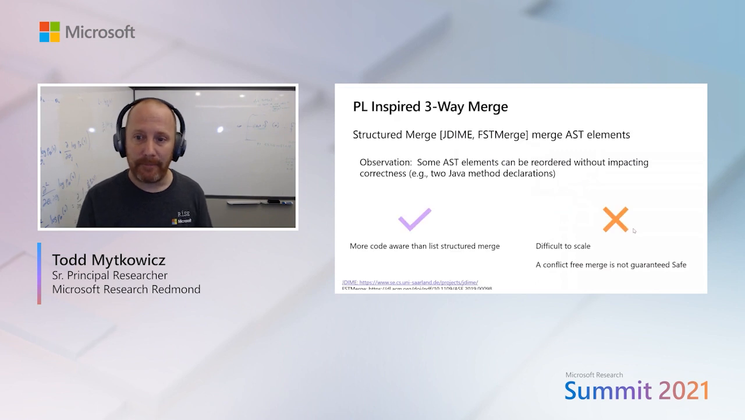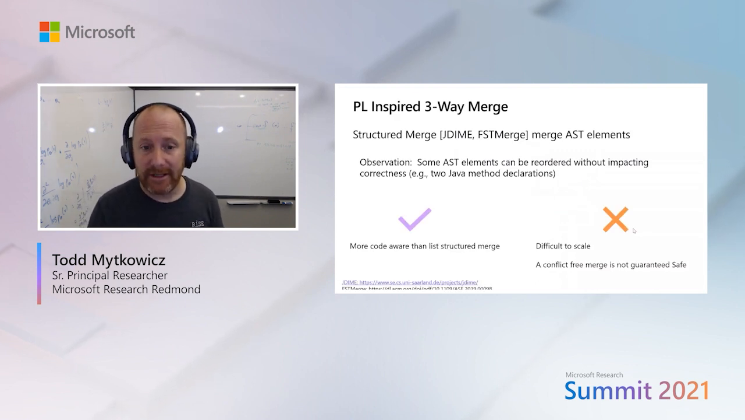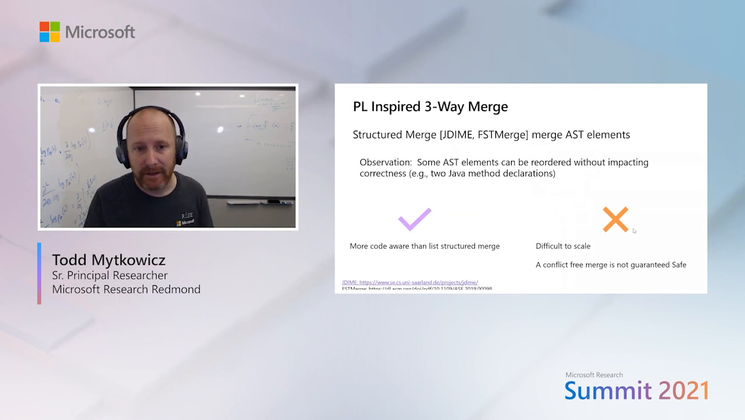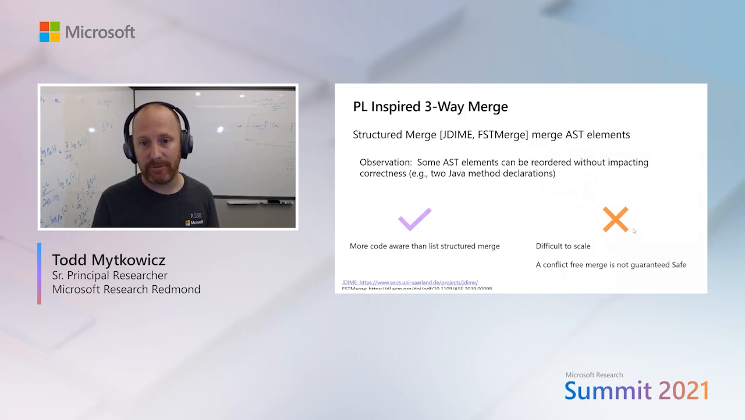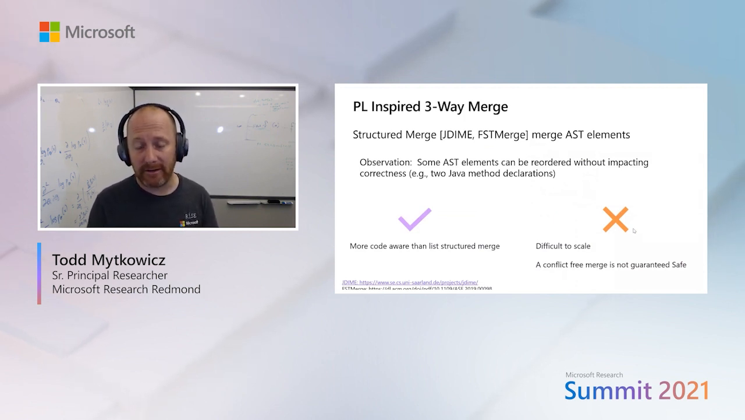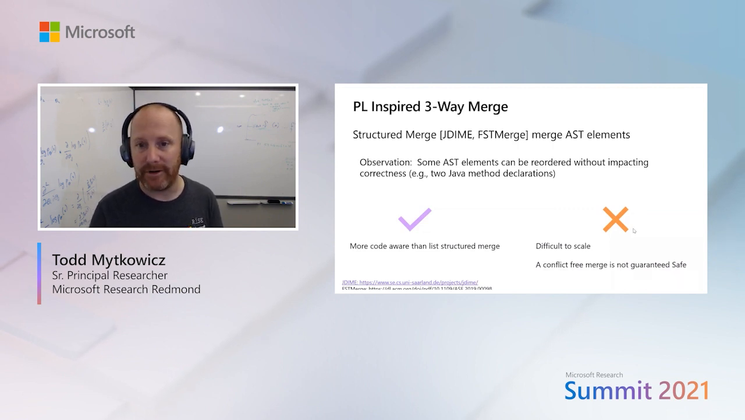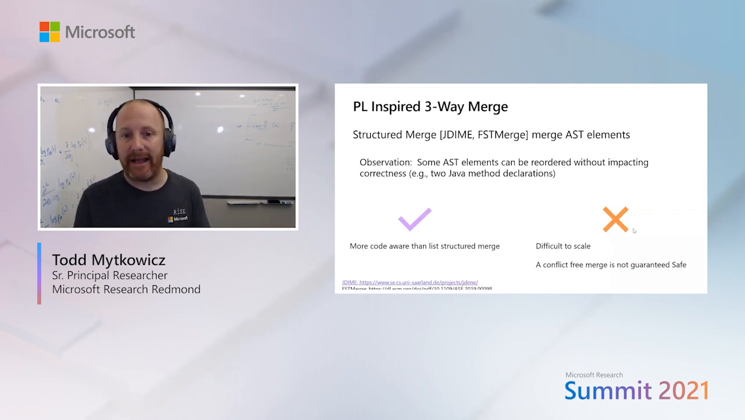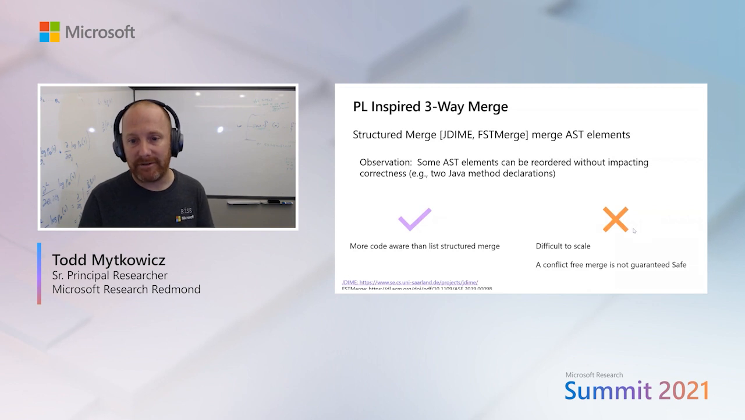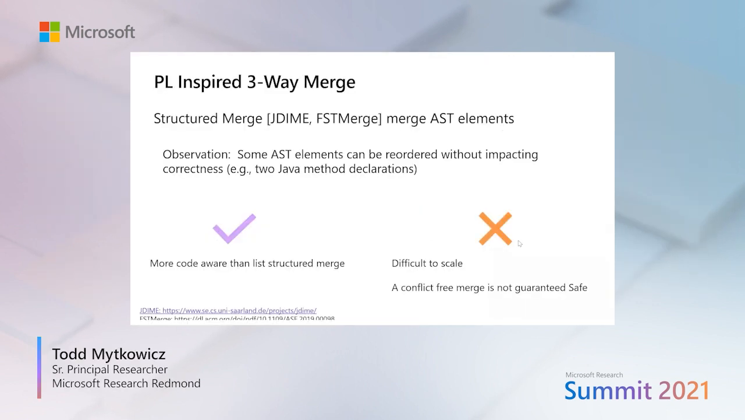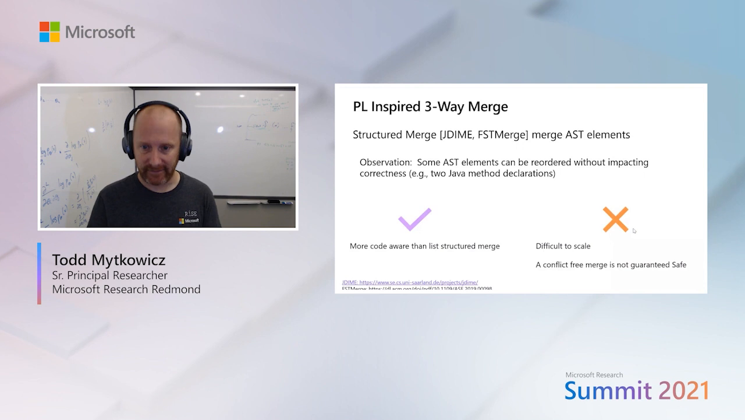So there's been a bunch of work inspired by the programming language community that has tried to make a safe three-way merge, or at least partially toward a safe three-way merge. There's an approach called structured merge, where what people do in this world is lift the merge from working on lines of code, or list structured merge, in other words, to operating on AST elements. The observation is that once you've done that lifting, a large number of conflicts can be safely merged by taking advantage of properties of those ASTs. Concretely, if you have two Java method declarations, you know that you can reorder them without causing any kind of correctness issue.